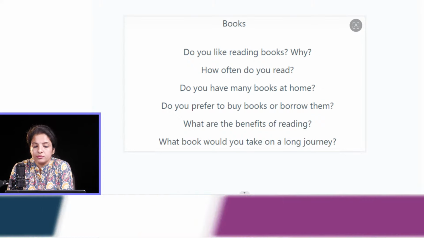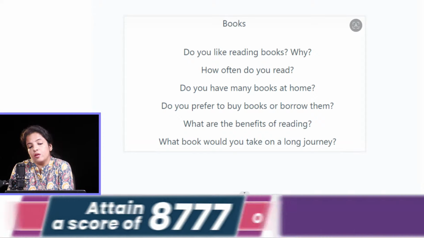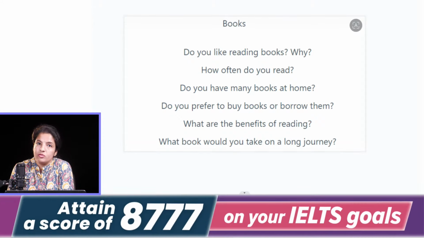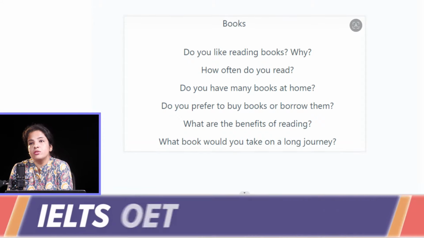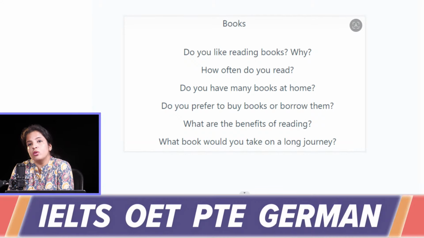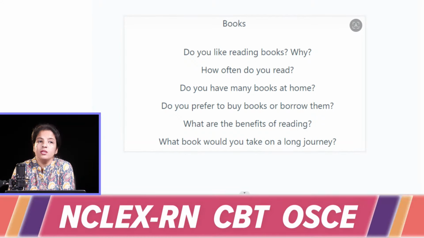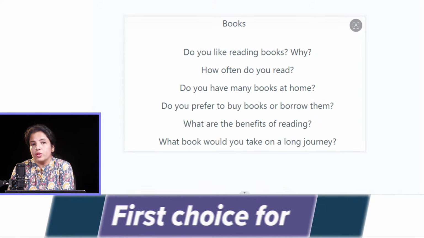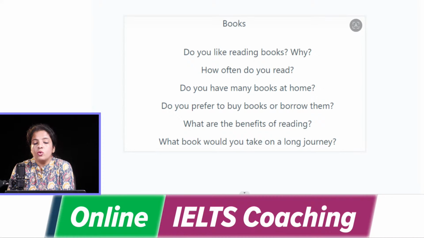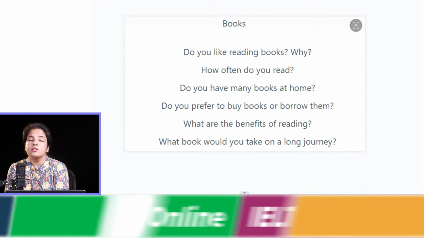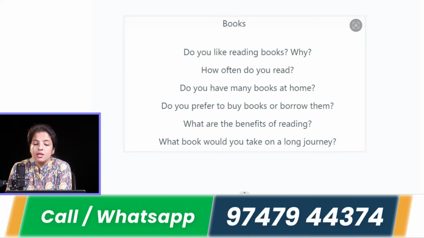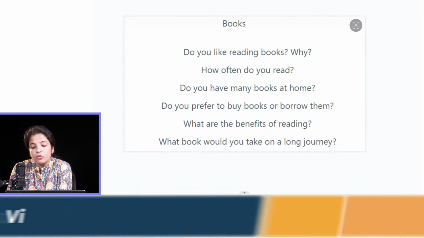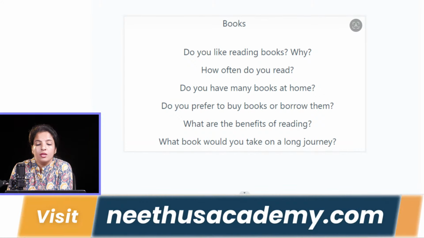Okay. What book would you take on a long journey? So if you have a favorite book, if you're a person who enjoys reading a book on a long journey, then you can say that. Otherwise you can say that I would not take any books. Okay, it doesn't matter. So what book would you take on a long journey? So when a question comes like this, many people have the confusion that you have to name something. No, it doesn't work like that.